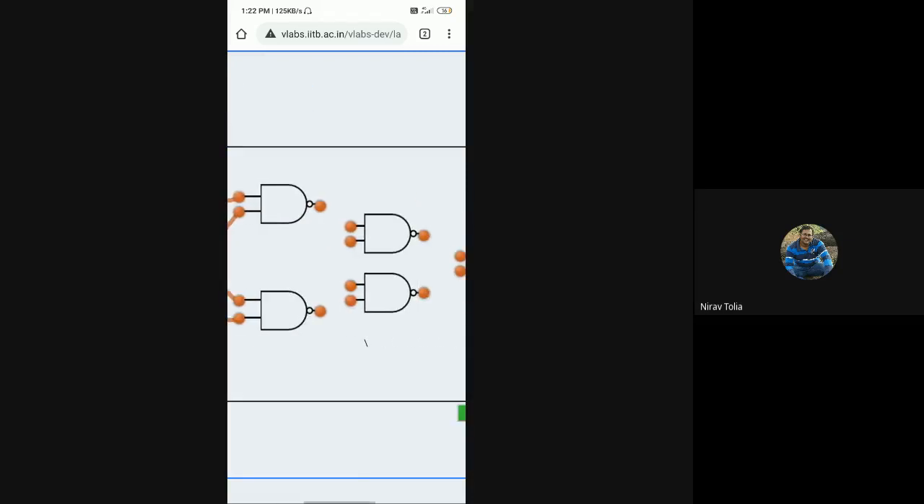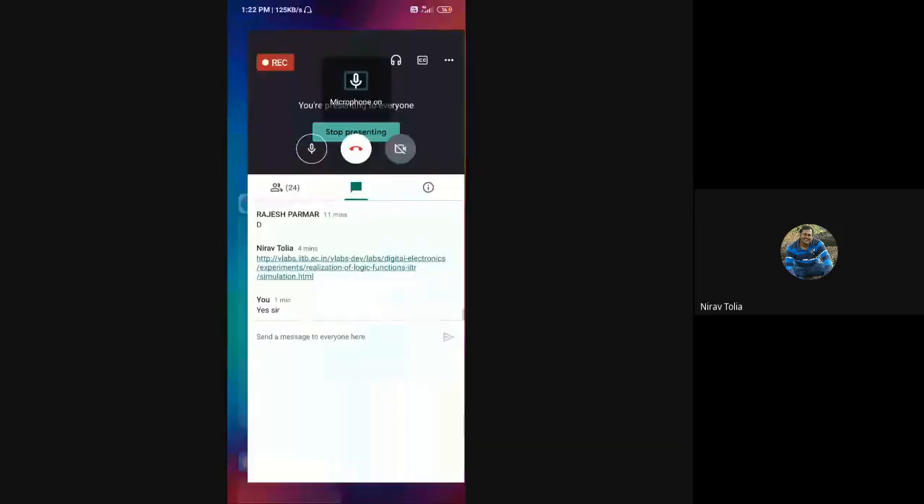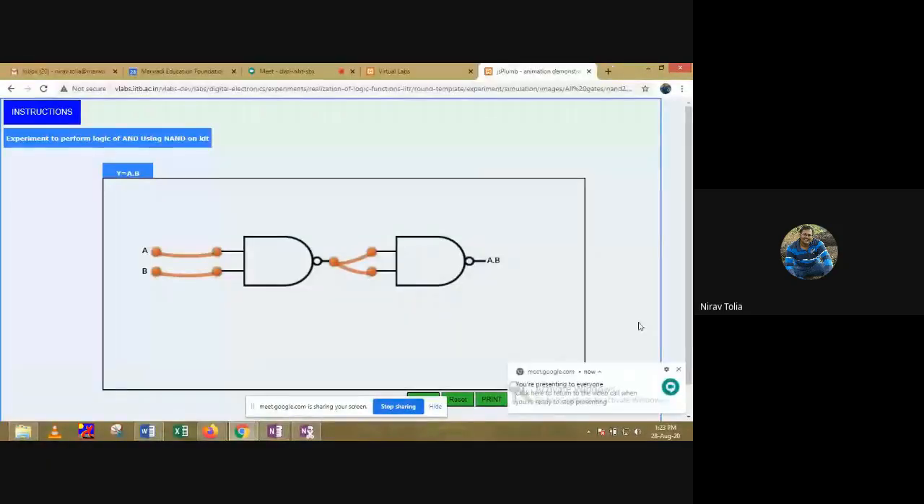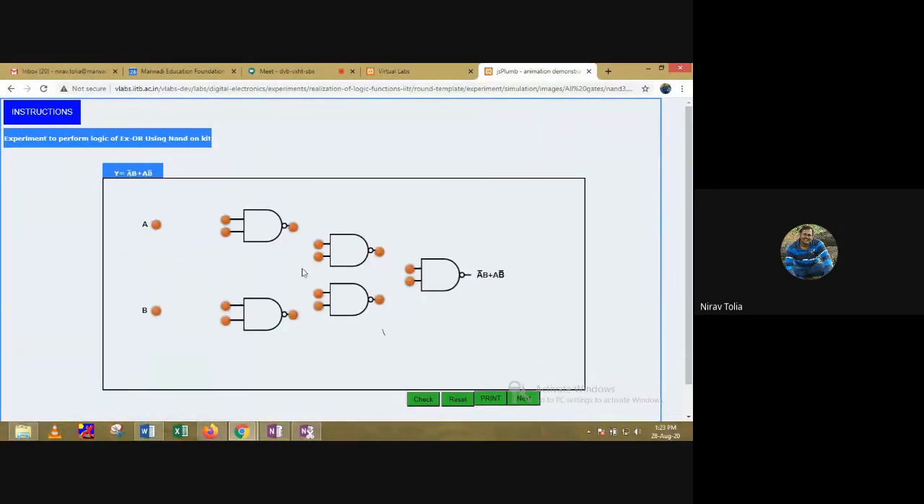Okay, stop presenting. I will show you how the exclusive OR gate is made. Yes, sir. Click on stop presenting. Okay. So this is the gate we have. So A: once you see a yellow circle, then you leave the click. Suppose you are taking below also, it will show you the circle.